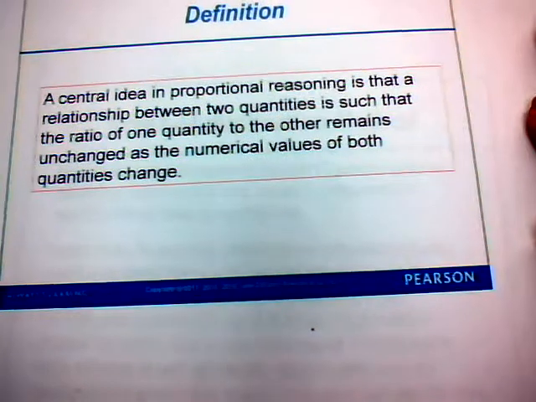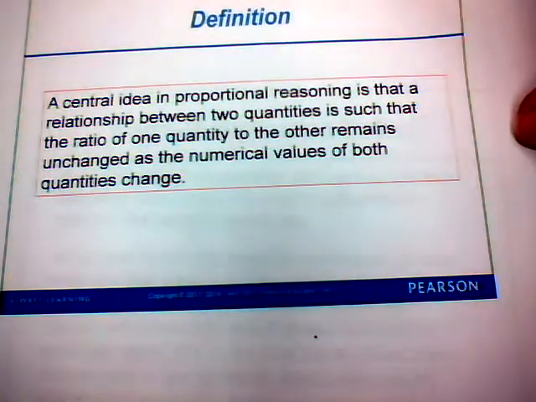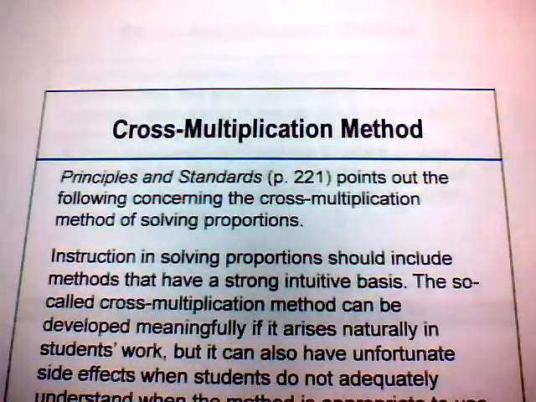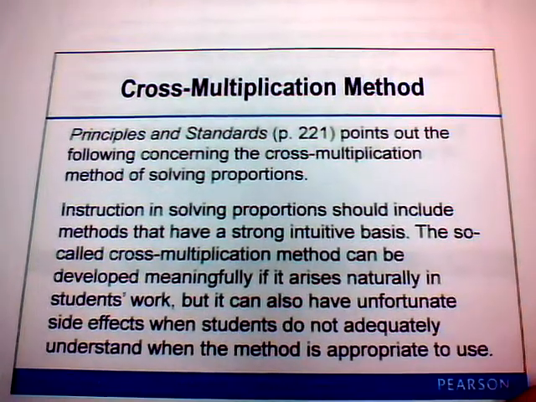Okay, a central idea in proportional reasoning is that a relationship between 2 quantities is such that the ratio of one quantity to the other remains unchanged as the numerical values of both quantities change. Okay, now let's look at the cross multiplication method.